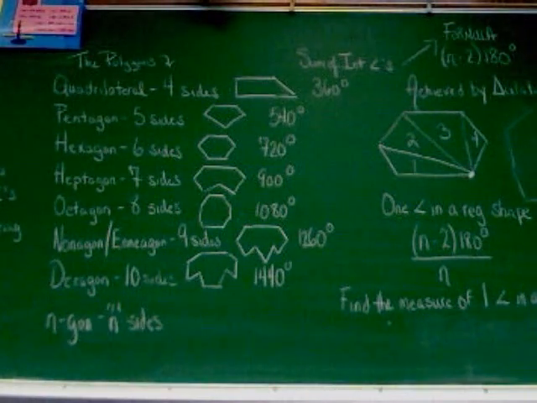Six-sided shape is called a hexagon. H-E-X-A-G-O-N, hexagon. What I usually tell people is to think of the X in hexagon like the same X in the word six. Six, it's got an X. Hexagon's got an X. Might make it easier to remember. Heptagon is a seven-sided figure. H-E-P-T-A-G-O-N. Heptagon.